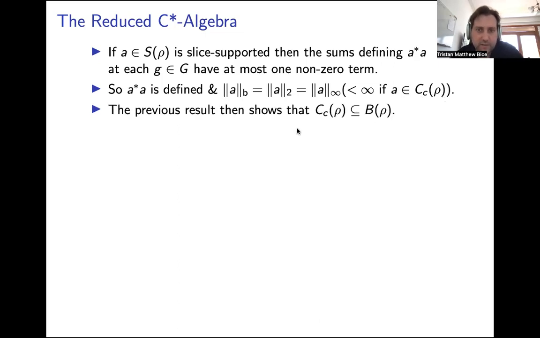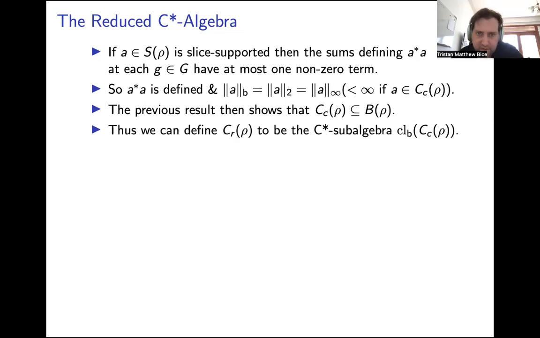Okay, so what does this tell you? Well, this tells you that in fact these compactly supported sections all lie within this big C star algebra B of rho, right? You can express this as a finite sum of guys, which we just mentioned all lie in B of rho, but this is a C star algebra. This is in particular closed under finite sums. So therefore, these all lie within B of rho.